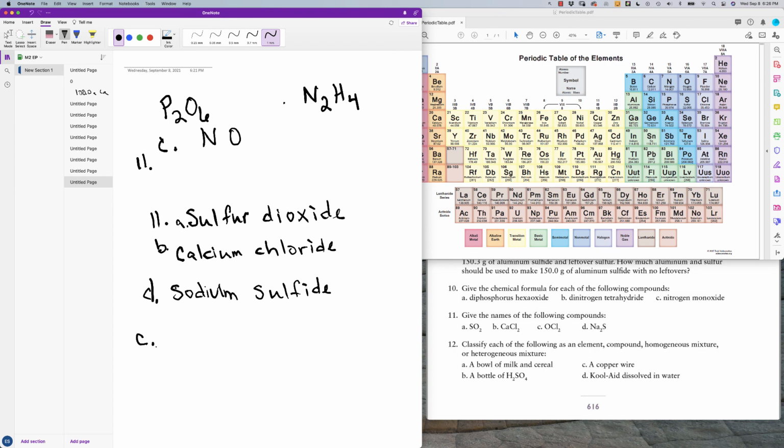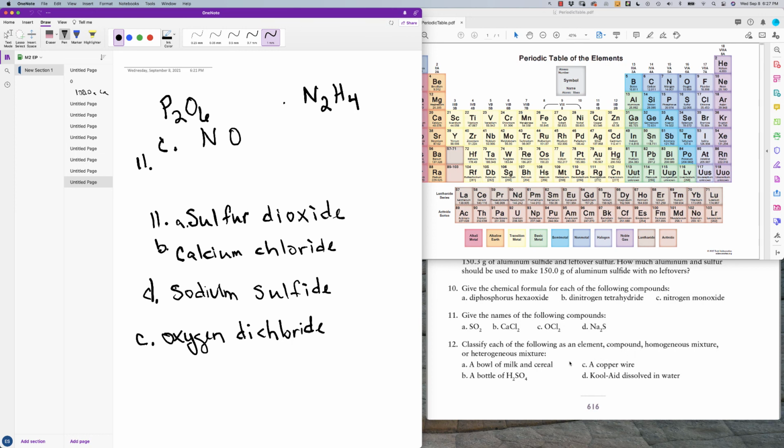On C, we have oxygen and chlorine. They're both non-metals, so we have the prefixes. This is oxygen. There's only one. We don't have to use mono in that case. And the chlorine, we have 2. And the prefix for 2 is di. And then we change the ending to IDE. And that gives us oxygen dichloride. All right. Last one down here, number 12.